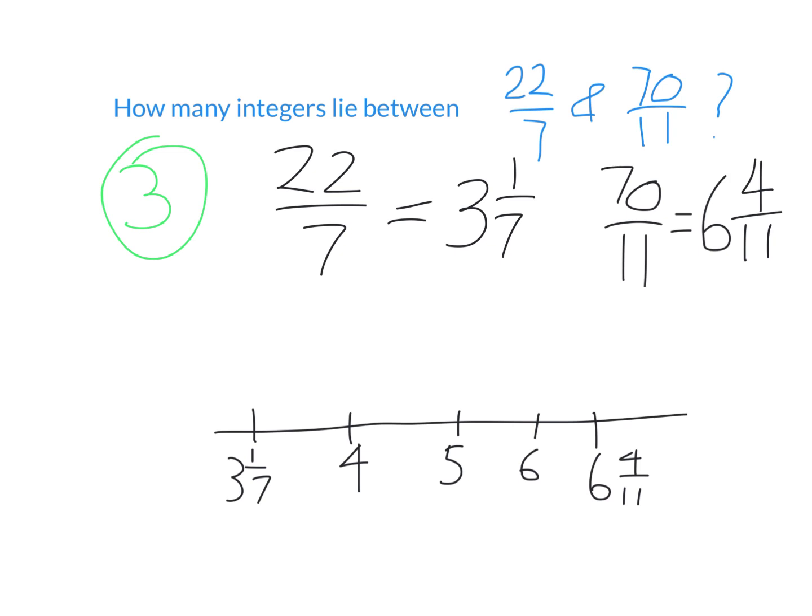For example, we'll see later when we're multiplying and dividing, it's much easier to use improper fractions than mixed numbers. So we have to be really good at converting between the two because, as I said, sometimes it's easier to use improper fractions, sometimes easier to use mixed numbers.